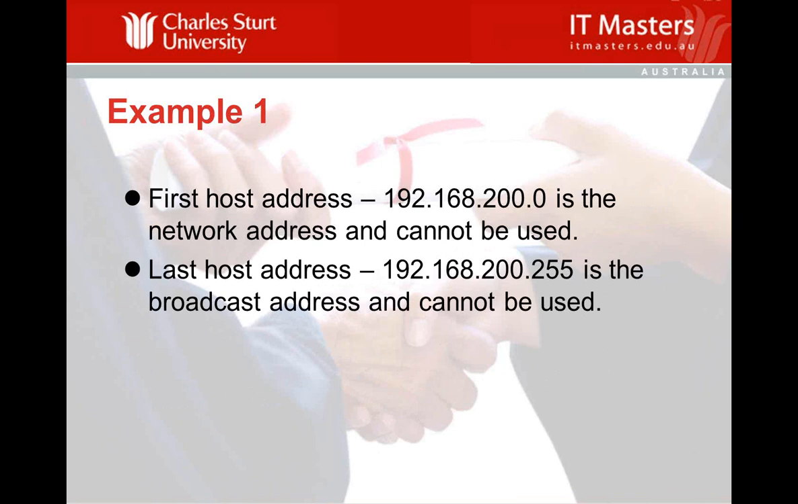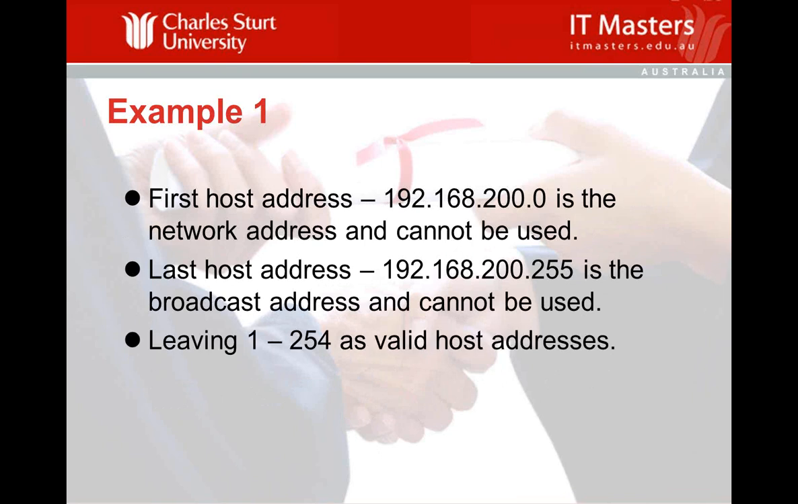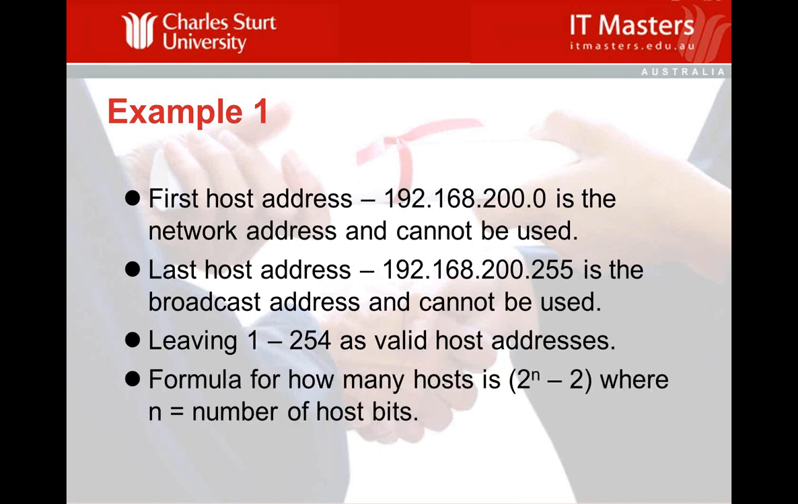And the last address, 255, is a broadcast address. So that simply means that if you try to send a packet to that address, it will effectively go to everything on that subnet. Okay, so it's a broadcast address. Can't use it as a host address. And that leaves us .1 to .254 as valid addresses. So the formula for how many hosts is fairly simple. It's 2^n minus 2, where n is the number of host bits. So in this case, it's 2 to the power of 8, which equals 256, minus 2, which is 254, so 254 valid addresses.